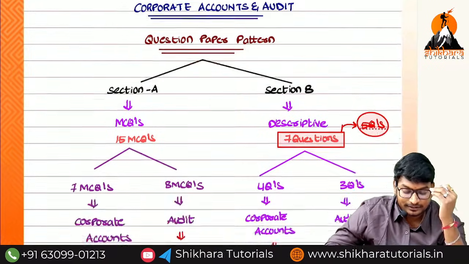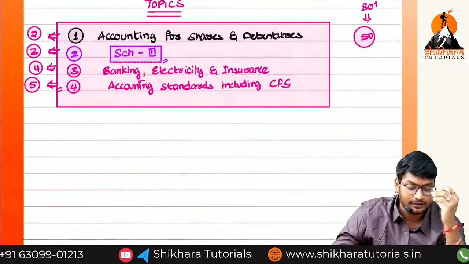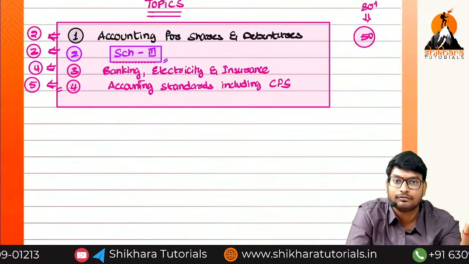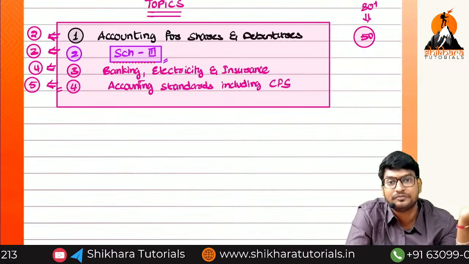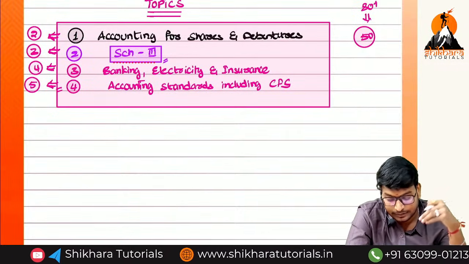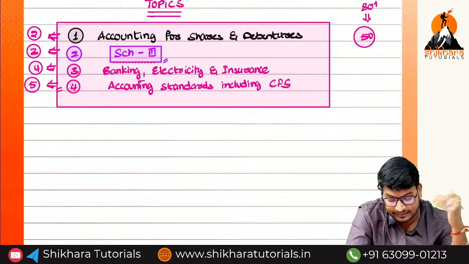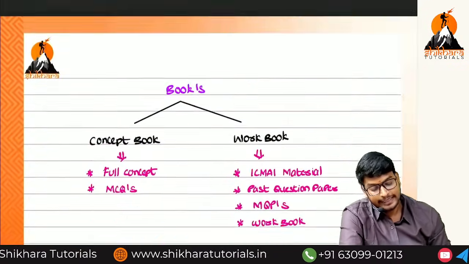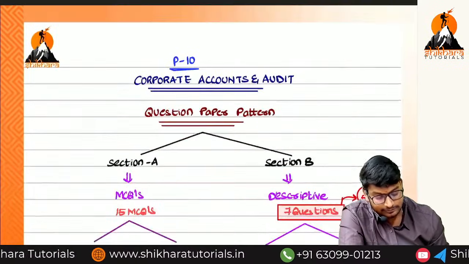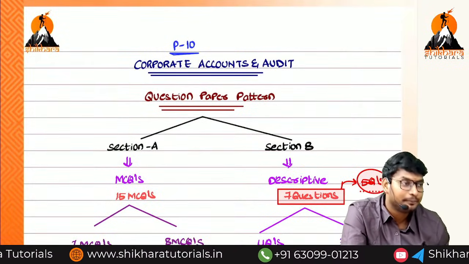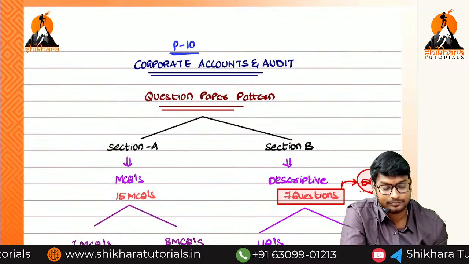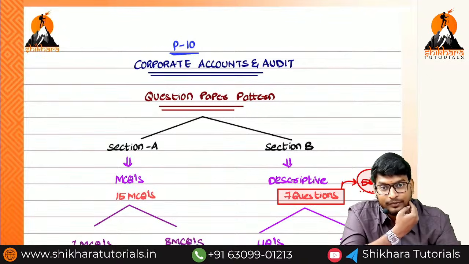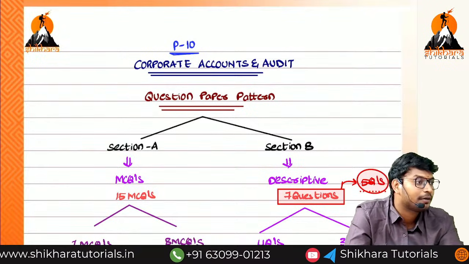If you see the chapters, what chapters are we discussing? First one, accounting for issue of shares and debentures. Schedule 3, once again it is also the company point of view. There is a fixed format we have to remember. Banking, it is a company once again, electricity and accounting standards regarding that. Okay, na? What paper name do they have to give? Company accounts. Before the syllabus change, they used to call it company accounts paper. But now they are calling it corporate accounts.